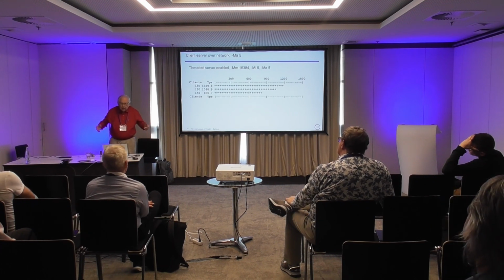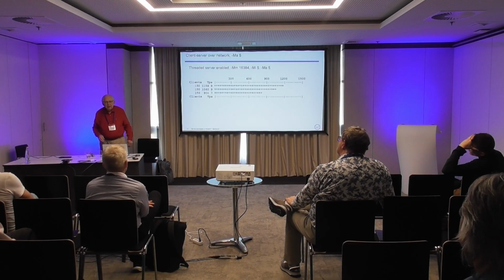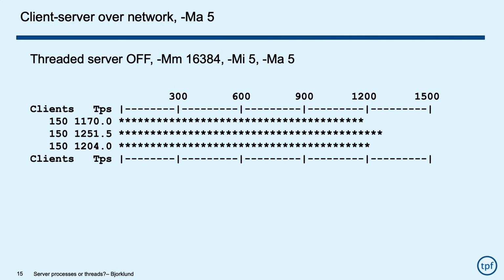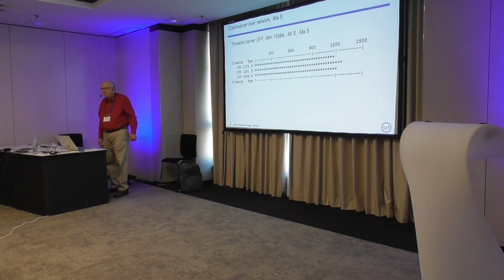Okay, so we get just under 1,200 in this case. So it's faster than the previous result where it was one and one. Then with threading off, we get slightly more, but not a dramatic increase. So here it's 5 clients per server or 5 threads per server.